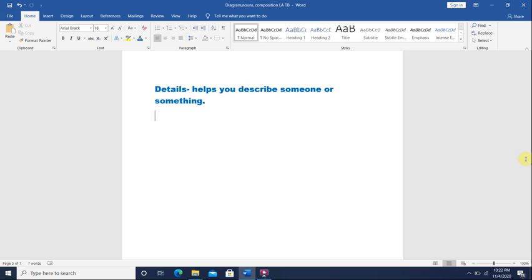Okay, so for example, if I say the girl has hair. Okay, so here the girl has hair, but if I say the girl has long and wavy hair. Okay, so here I'm just saying that the girl has hair, but when I say the girl has long and wavy hair, the long and wavy are details that tell you more about what the girl's hair looked like. Okay?